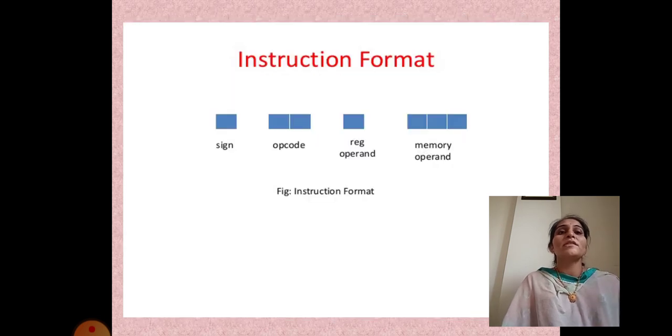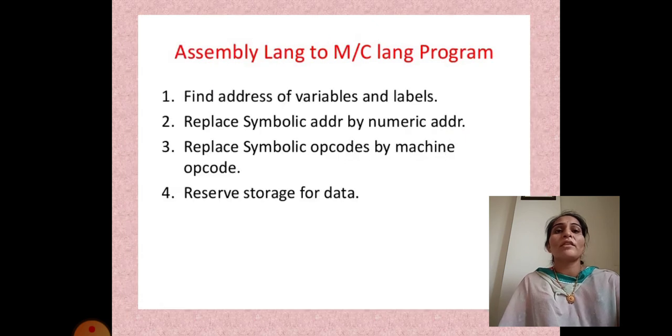Then this is the instruction format: sign, opcode, register operand, memory operand. See, sign means those instructions are sensitive, so the instruction sign will be plus. For example, converting an assembly language program to a machine language program: find addresses of variables and labels, replace all symbolic addresses by numeric addresses, replace symbolic opcodes by machine opcodes, and reserve storage for data.